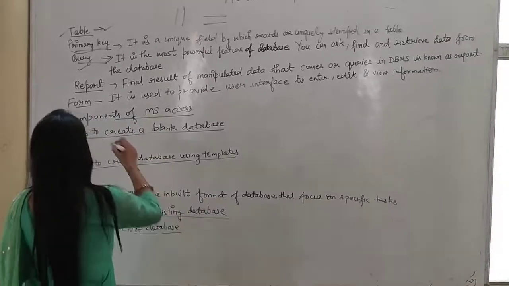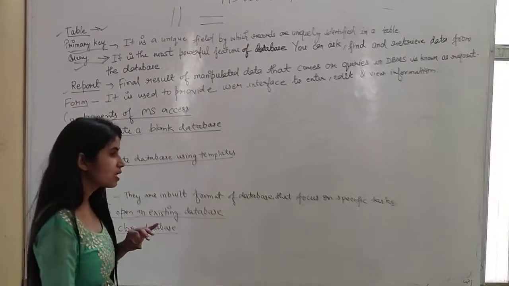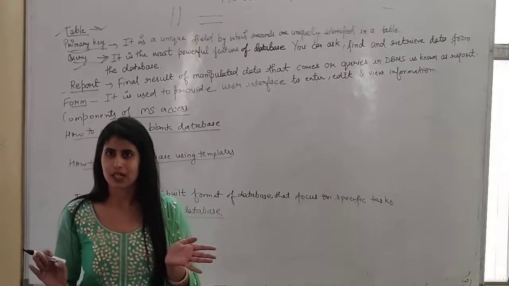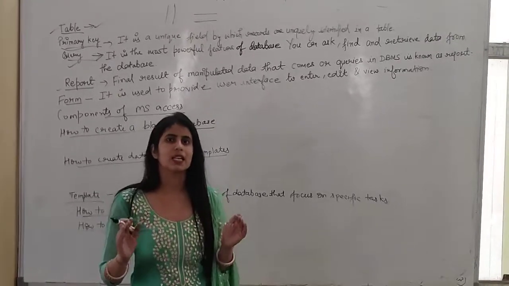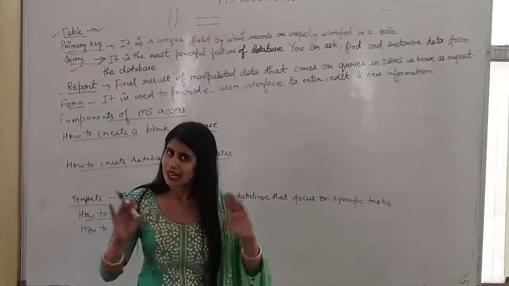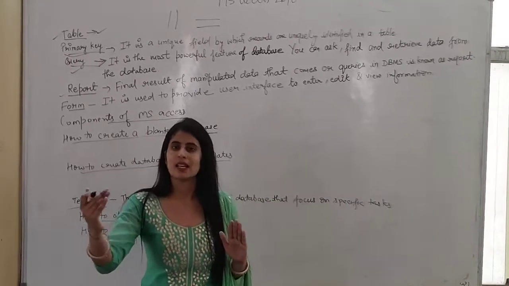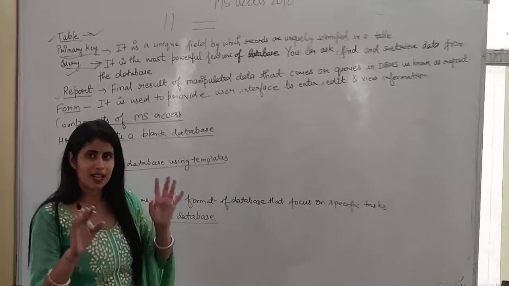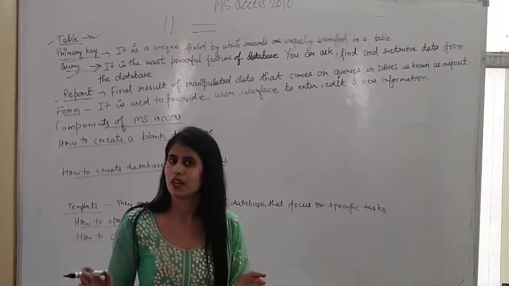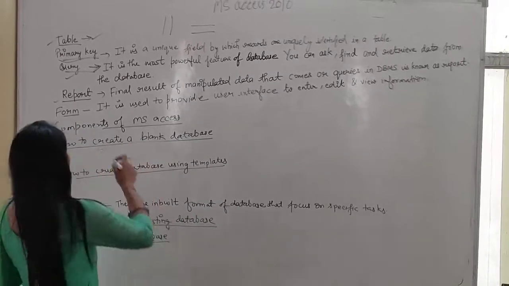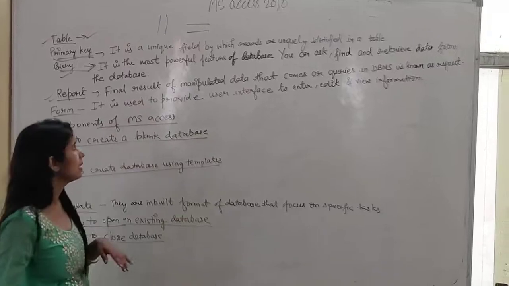The next part is the report. A report is the final result of the manipulated data. When we prepare any kind of report, at first we do all the tasks, and when we finalize it, it is considered a report. In the same way, in a database, the finally manipulated data is known as a report.